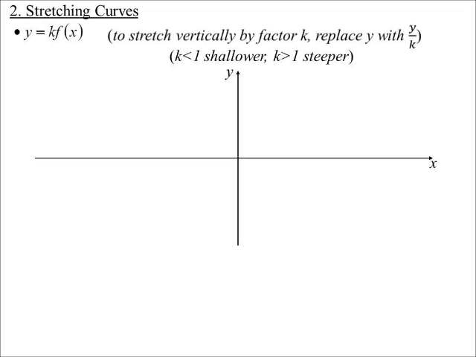Stretching curves. If we multiply a function times a constant k, again, this is with the y value, because I could move that k and put it with the y. So it's the y value that's changing. So it's a vertical stretch, because I could rewrite it as y over k equals function x. If k ends up being greater than 1, we get a steeper curve.